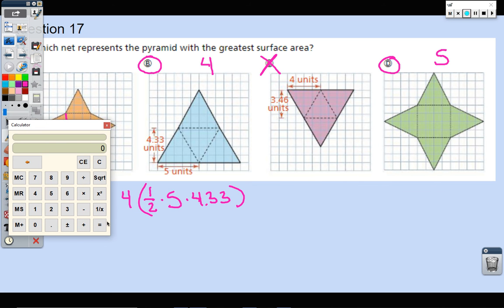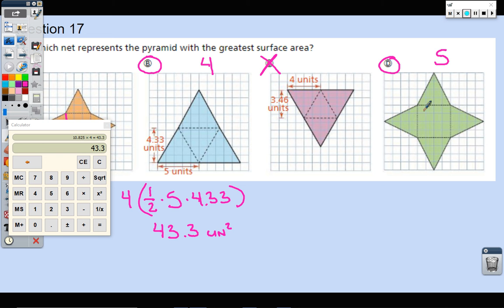I know a half of 5 is 2 and 5/10, or 2 and a half. 2.5 times 4 and 3 tenths equals 10 and 825 thousandths. That's the area of one of these faces, but there's 4 of them, so we'll times that by 4. That gives us something along the lines of 10 times 11. We'll round out about 44. We got 43. So 43 and 3/10 square units. All right, so let's go units squared.